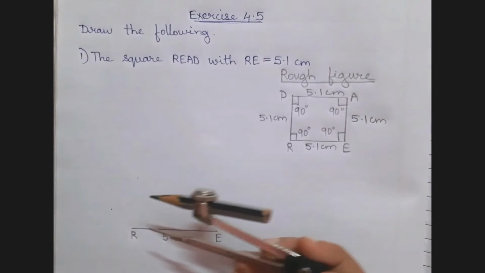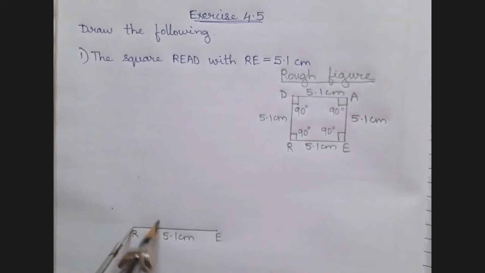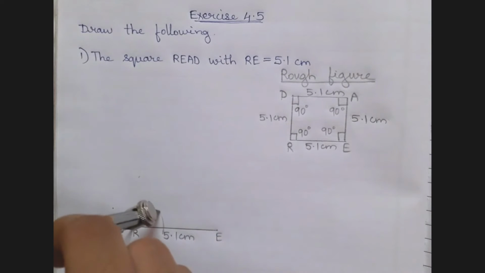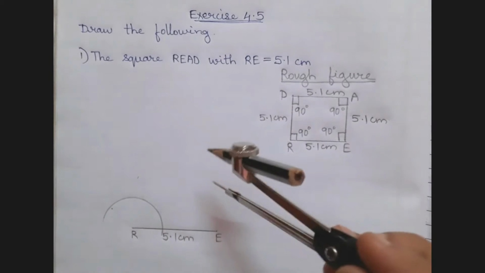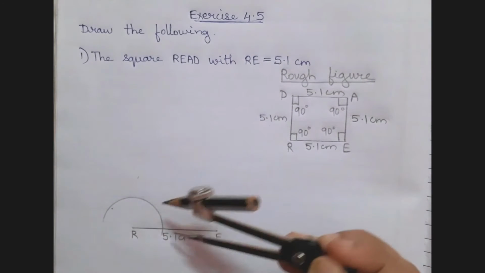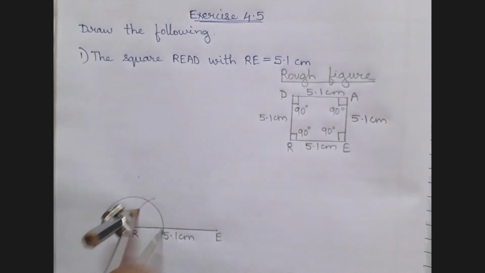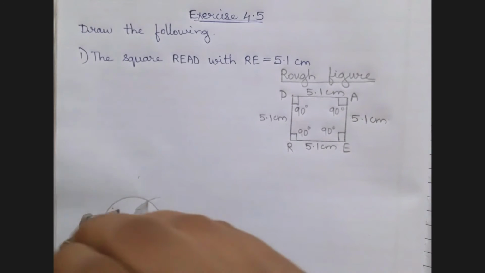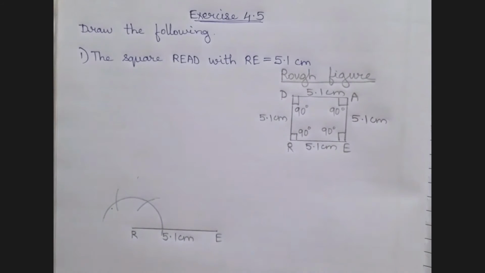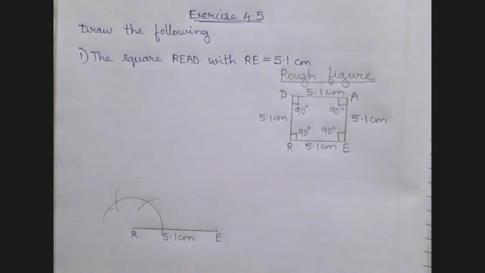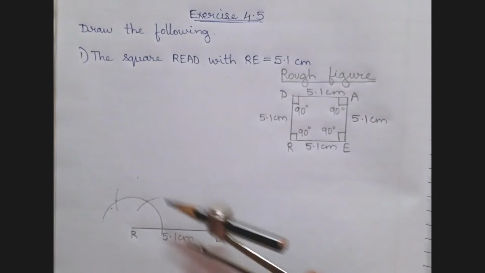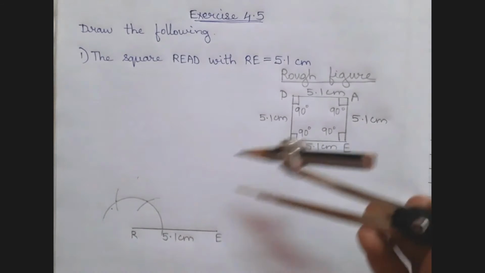So keep your compass pointer on point R and draw an arc of any measurement. Keeping the same measurement, we will cut this arc into 3 parts. So 1 and 2. So we got 3 parts, 1, 2 and 3. This is 60 degree angle and this is 120 degree angle. We know that our angle 90 lies between 60 and 120. So we will bisect this part to get angle 90.